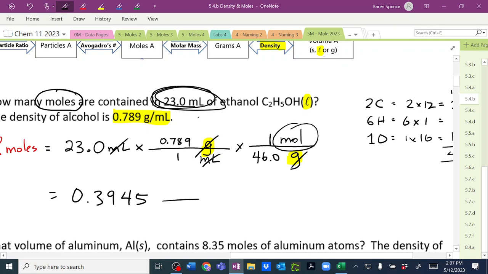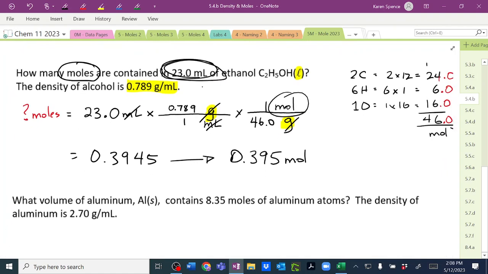Now, before I do that, I need to say I have 3 sig figs, 3 sig figs, 3 sig figs, so my answer should have 3 sig figs, so 0.395 moles. Good? Okay, we're going to go the other way now, backwards. So that we went from volume to moles. Now we're going to go from moles to volume.